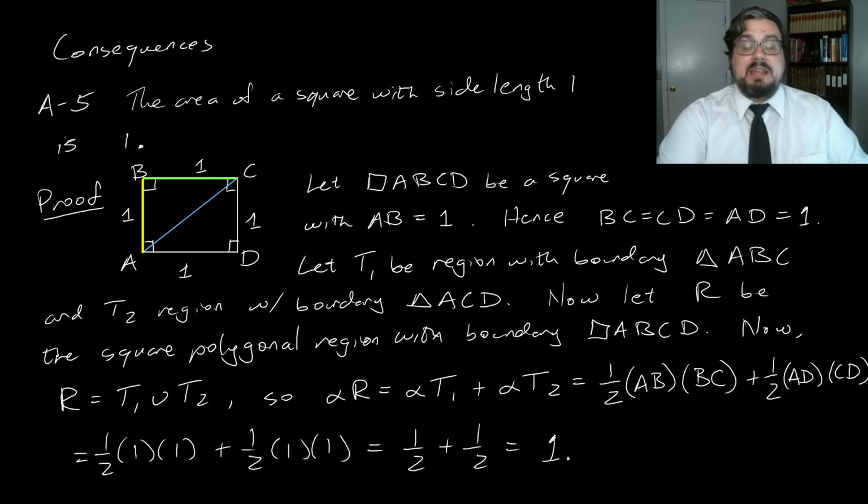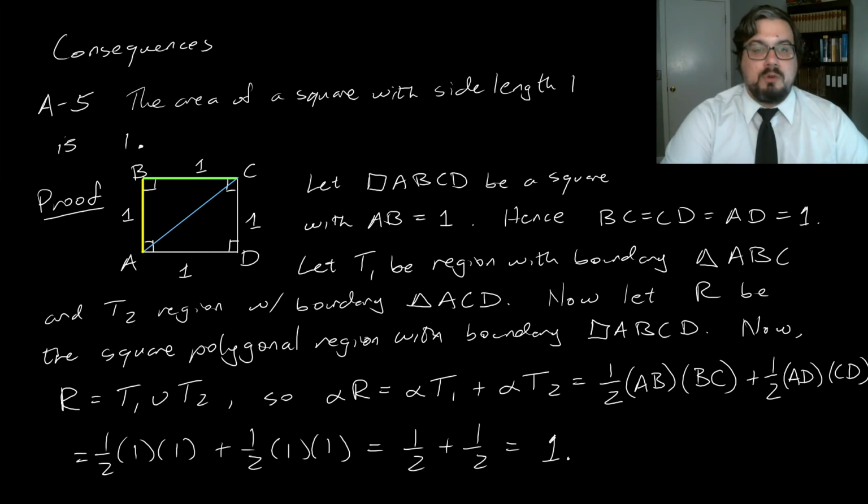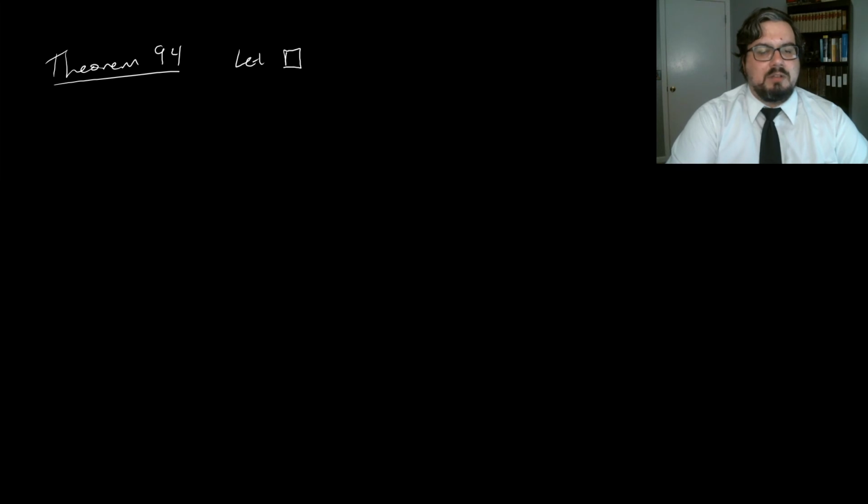We can go on from this and use similar reasoning to prove the normal area formulas for various geometric regions, or polygonal regions, I should say. So, for instance, we can look at Theorem 94. So let's let quadrilateral ABCD be a quadrilateral.